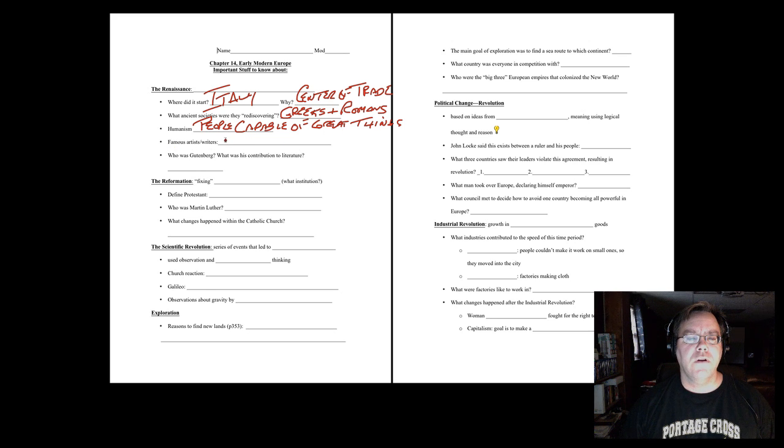Some famous writers and artists in the Renaissance. There's a lot you could choose from, but Leonardo da Vinci or Michelangelo. As far as writers, Shakespeare.